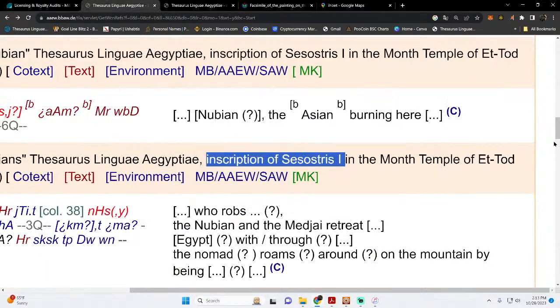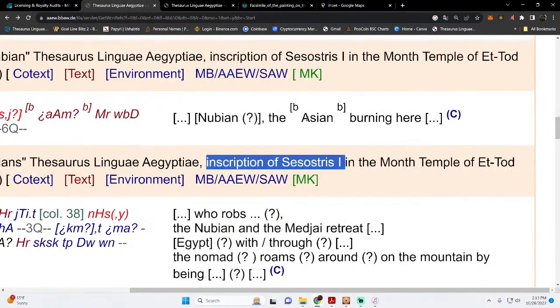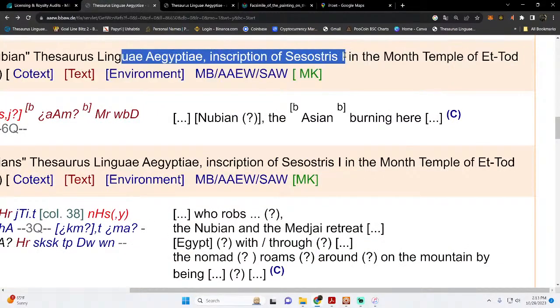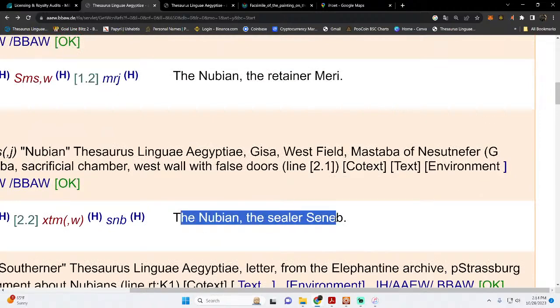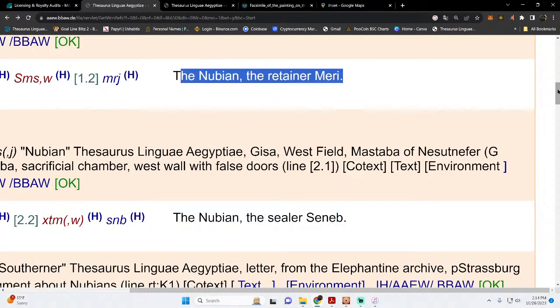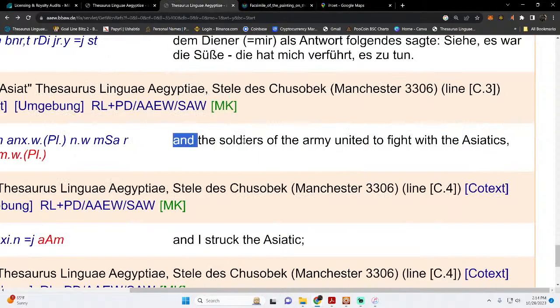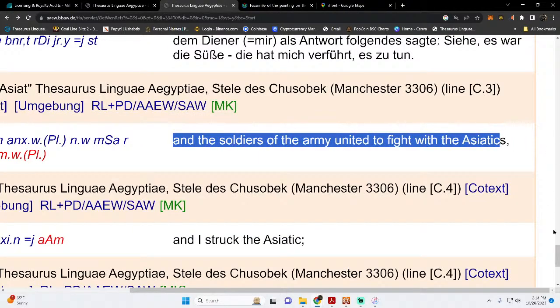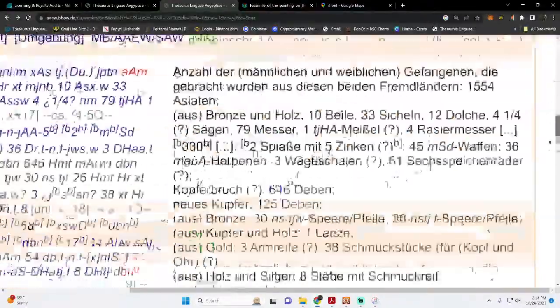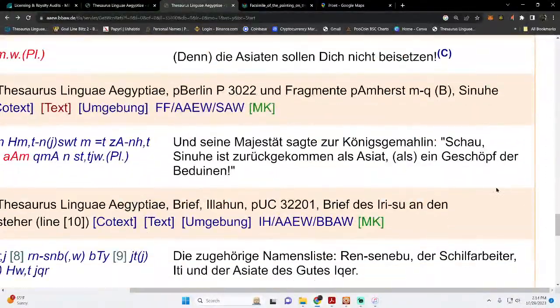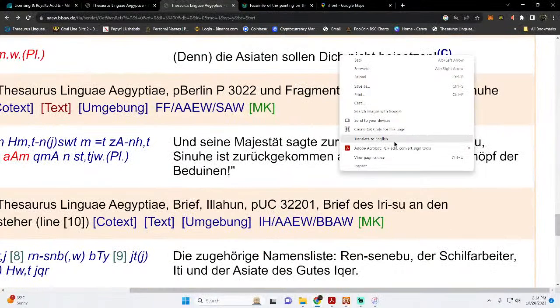This is why you see the Nubians before we get to Senusret the first, his family, and watch what happened when his family gets out of power. It's going to be hella funny. Everything positive, the Nubians, the sealer, the Nubian, the retainer. You go to the Asiatic side, the soldiers of the army will unite to fight against the Asiatics. We can go all the way to the top, man. I've been doing it all day. It's going to be a marathon until y'all understand.